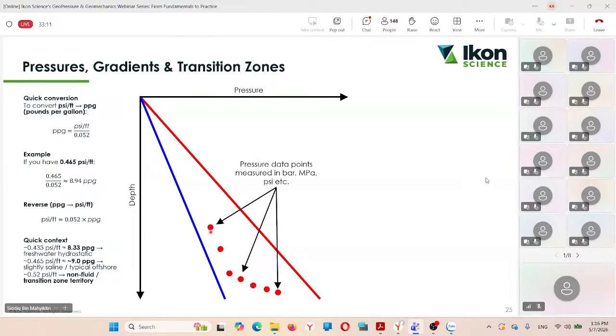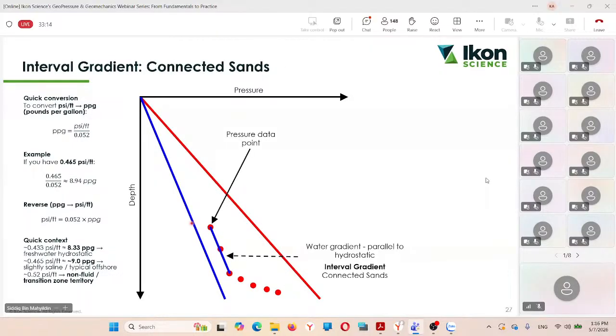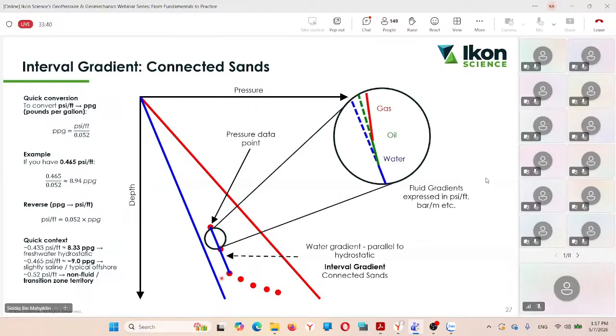So how do we analyze this kind of data? For example, when we go a little bit into interpretation and we have a connected sand, right? In a connected sand, the fluid is always in equilibrium, meaning that the pressure is being distributed equally. So pressure follows a clean, consistent gradient like this. Typically, if it's water, then it follows the water gradient. If it's gas, it follows the gas gradient. And if it's oil, it follows the oil gradient, basically. So one clean line like this means we have one continuous pressure system.